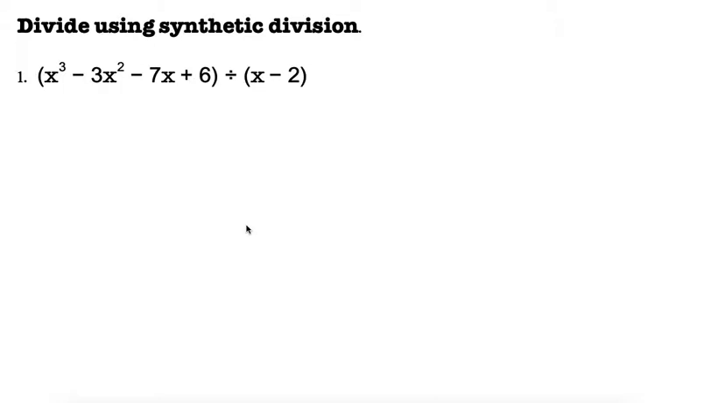So the basic process is the following. First, you're going to set what you're dividing by equal to 0 and solve. So I'm going to set x minus 2 equal to 0, add my 2 over, I get x equals 2. Once we have that, that will take care of the drawing the line and changing our sign that we do with long division.